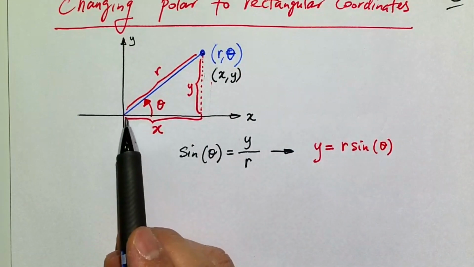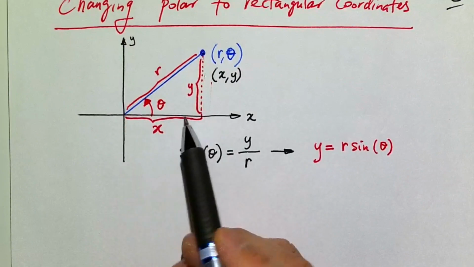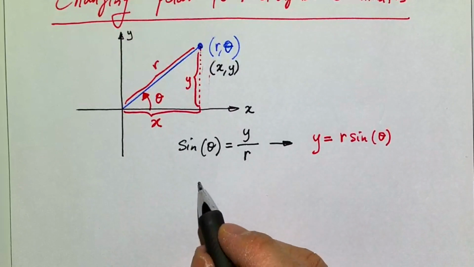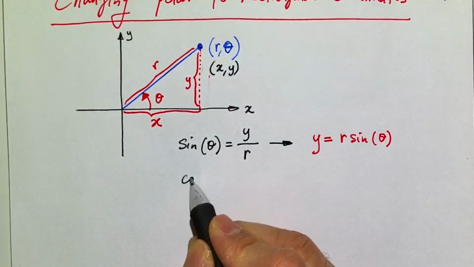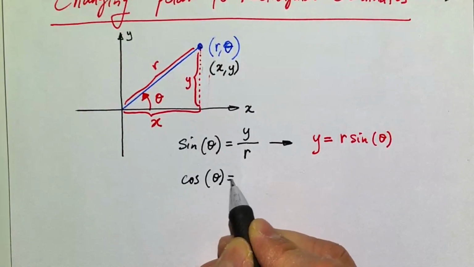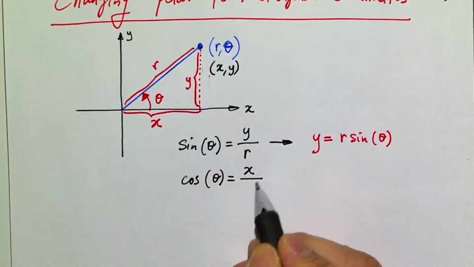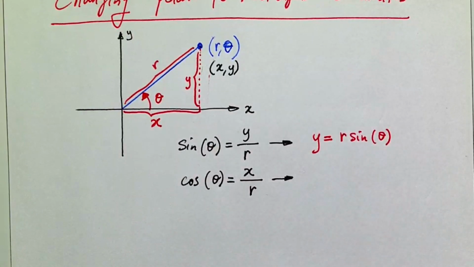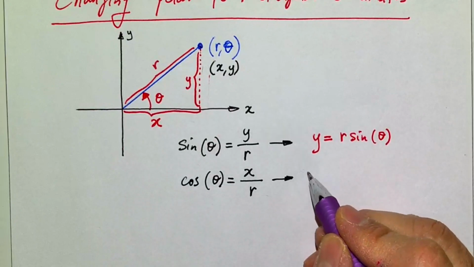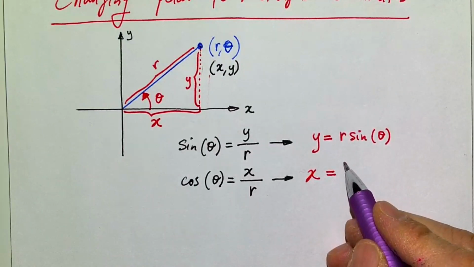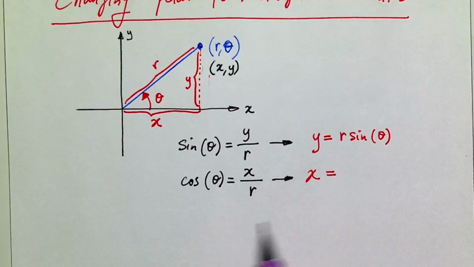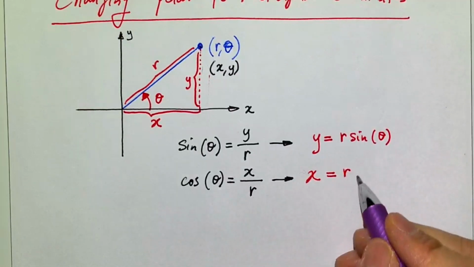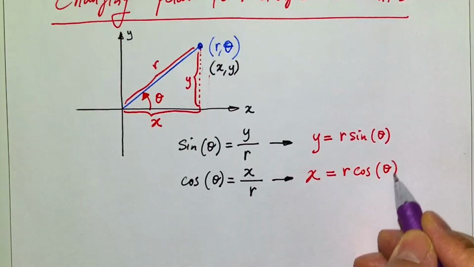Because cosine of theta is the adjacent side, or x, divided by the hypotenuse of that supposed right triangle. So let's do that. Cosine of theta is equal to the adjacent, or x, divided by the hypotenuse, or r. And that gives us a nice equation for x. So x equals r, right? Just cross multiply, r cosine of theta.